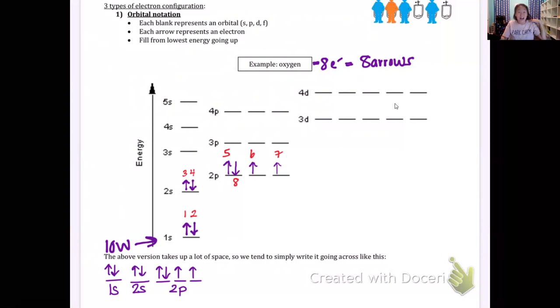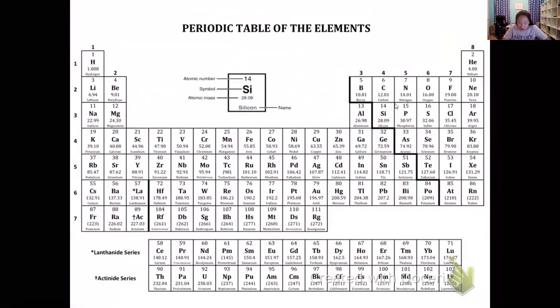what if it's not given to you? How do you know where the electrons live? Well, that's when the periodic table comes in. The periodic table is a great way to show you where all the electrons live, okay? So I am going to label this, and I recommend that you label it on your periodic table as well, so you have it handy, okay?